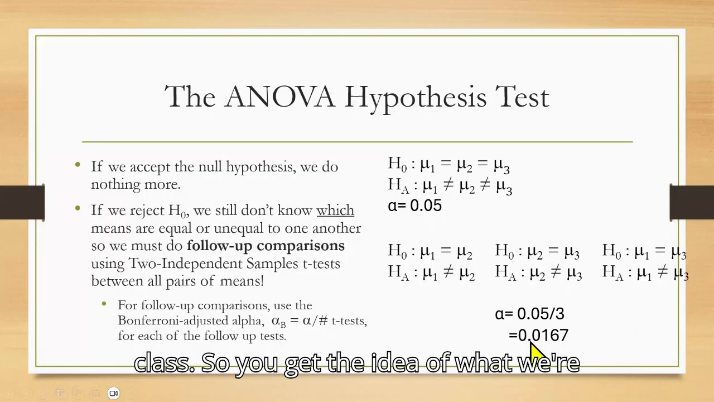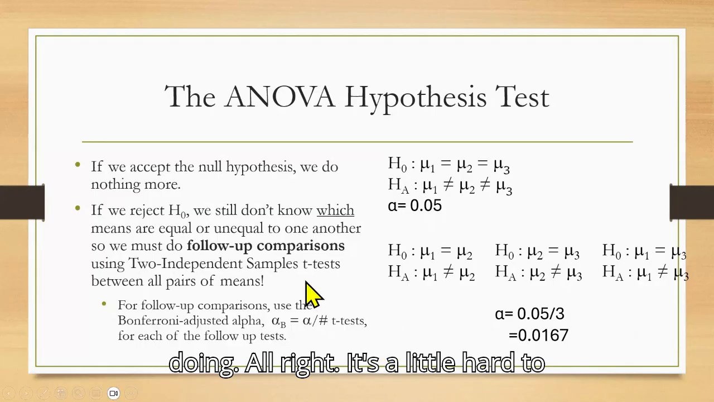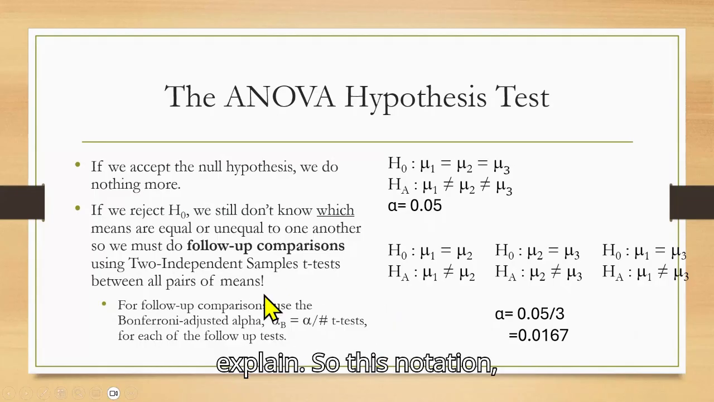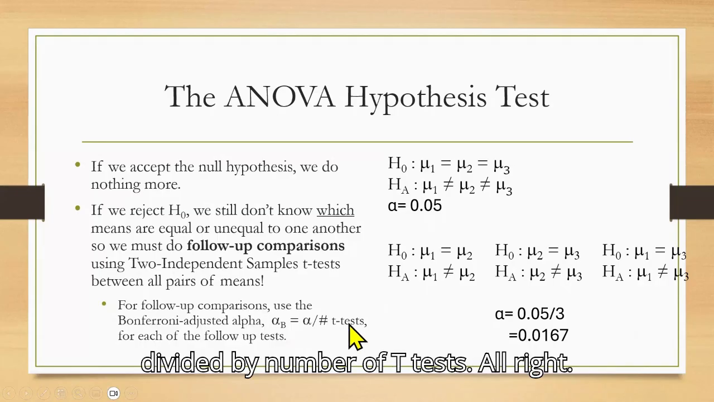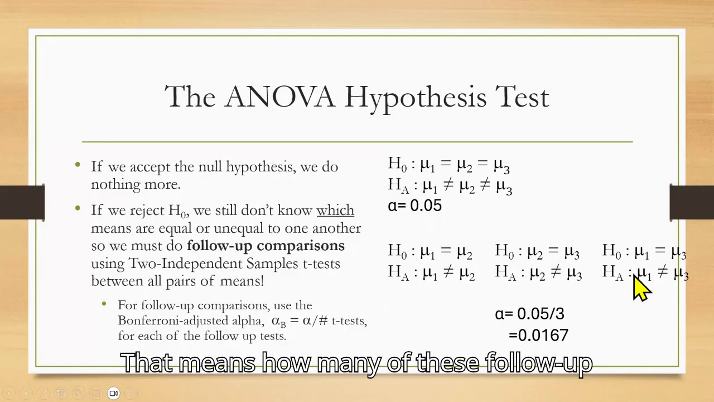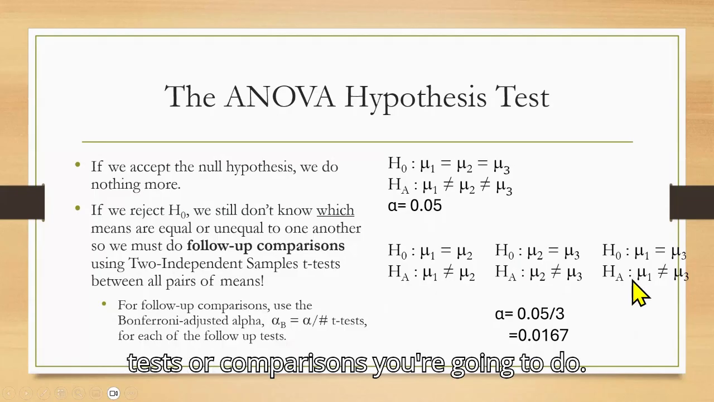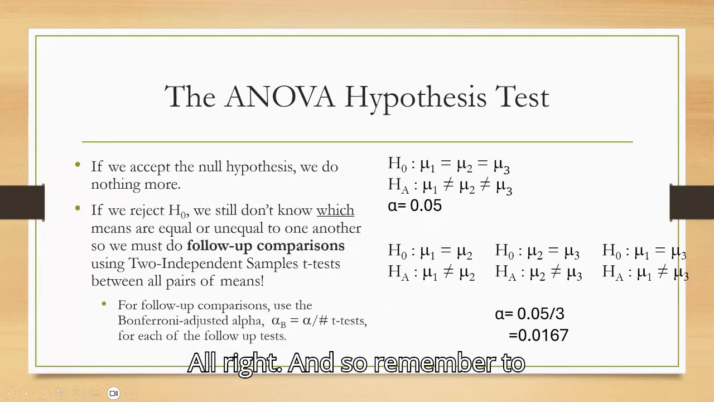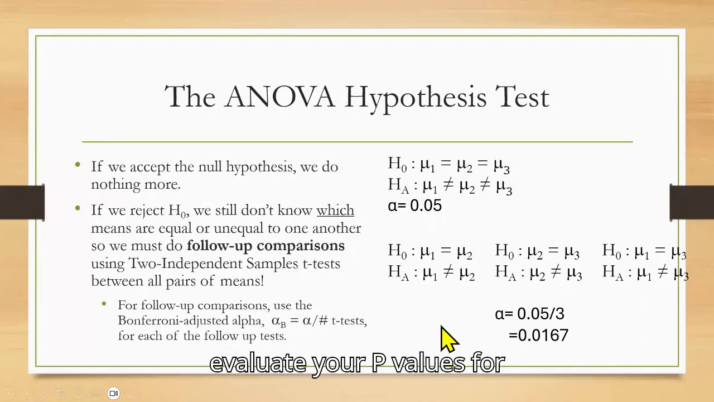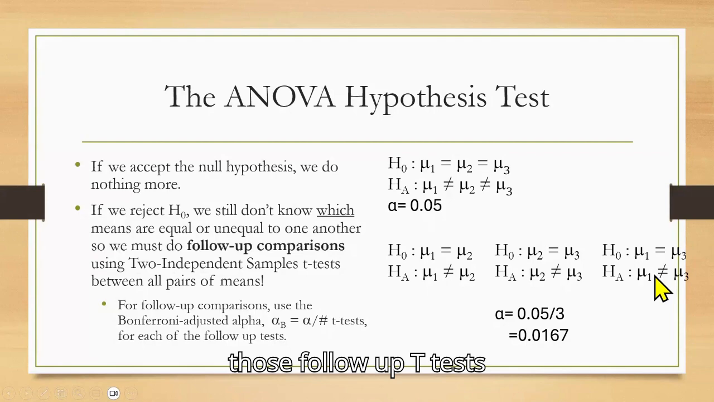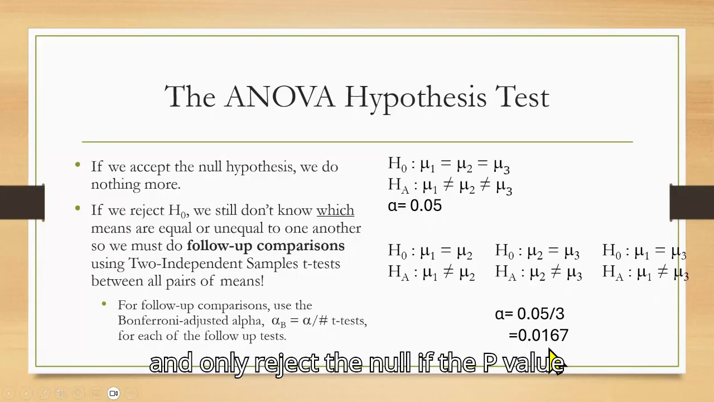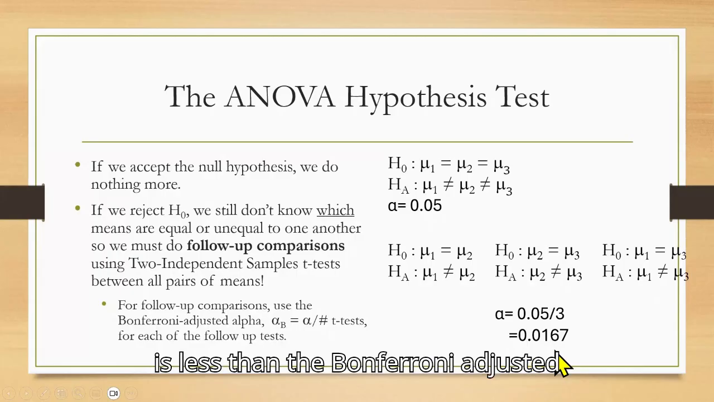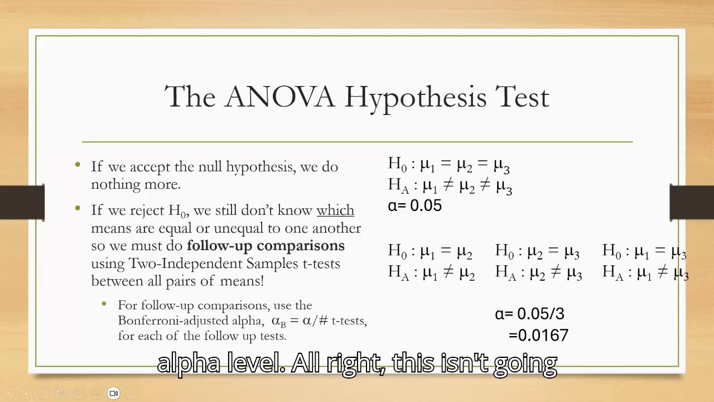So you get the idea of what we're doing. It's a little hard to explain. So this notation, alpha sub b equals alpha divided by number of t-tests, means how many of these follow-up tests or comparisons you're going to do. And so remember to evaluate your p-values for those follow-up t-tests and only reject the null if the p-value is less than the Bonferroni adjusted alpha level.